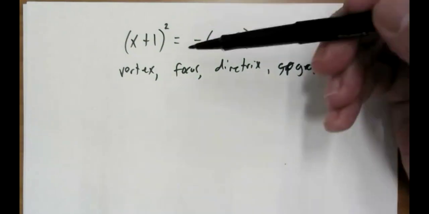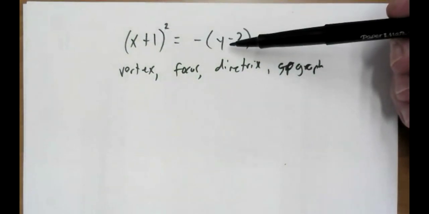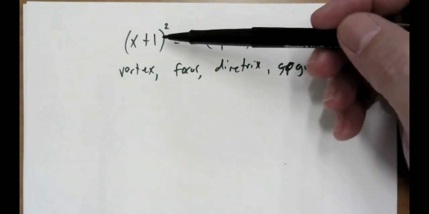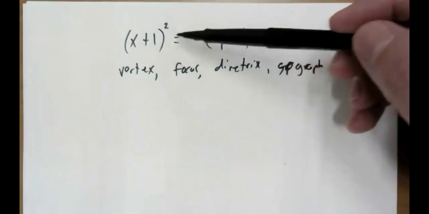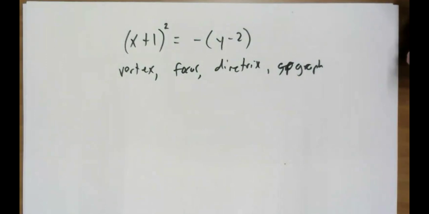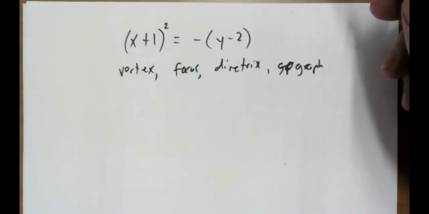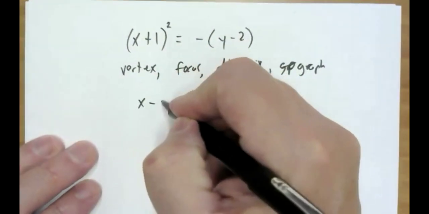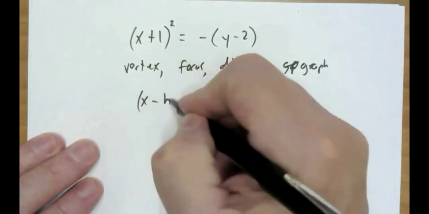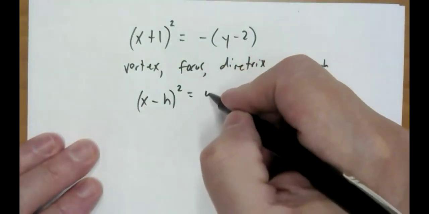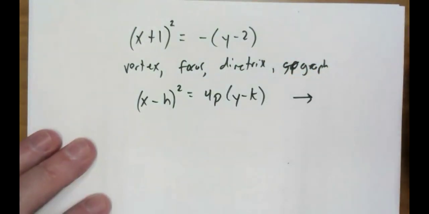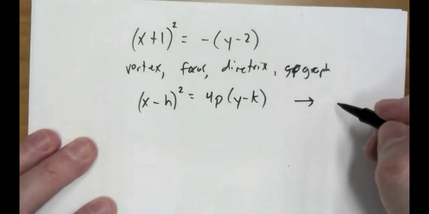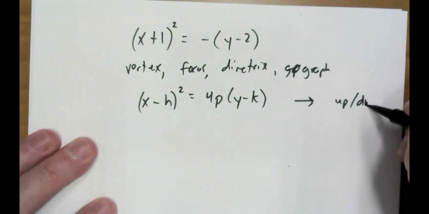First thing you want to do is put this in standard form. Standard form means the squared parenthesis is by itself, no coefficients, nothing in front. Turns out it is. So when you go look at the formula sheet, this is going to be the standard equation. And that standard equation is what we use for an up or down parabola.